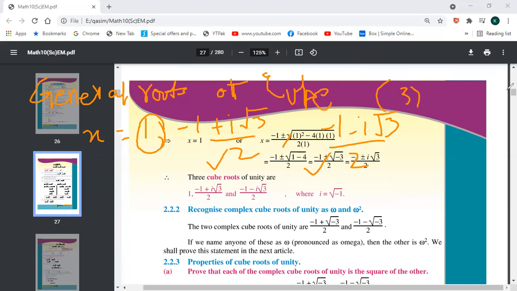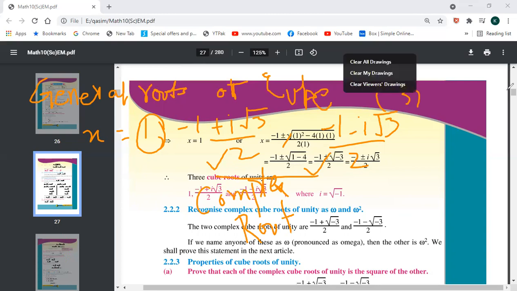So these are basically the three values of the equation. This one is real, and these two are the complex roots. So one is the real root and two are complex roots for a cube root of unity.